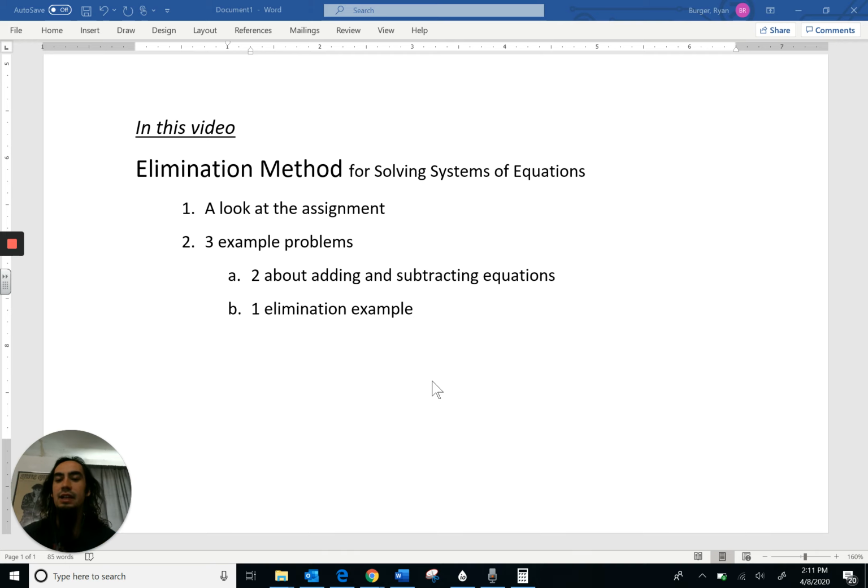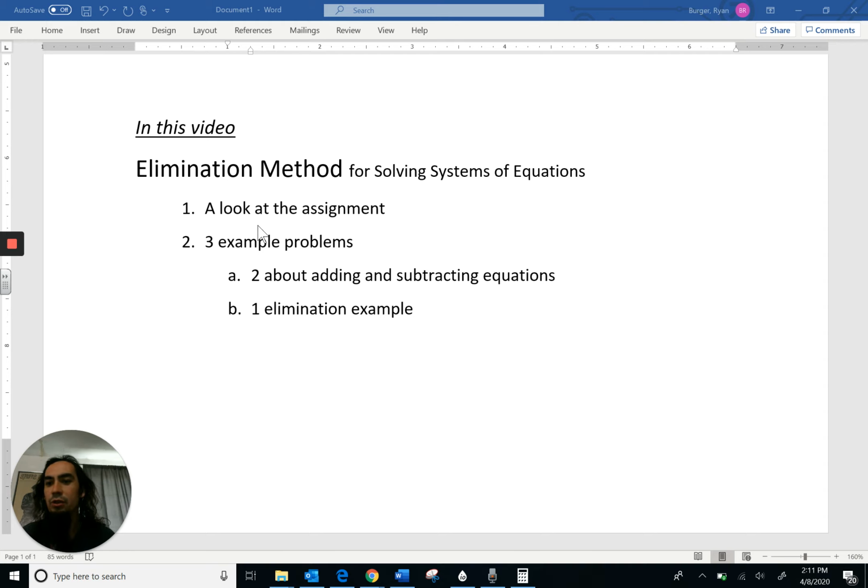And the Khan Academy assignment is just like that as well. As opposed to solving all the way through, the Khan Academy assignment is only asking you to either add equations together or subtract equations from each other. So that's what we're going to be doing here. So in this video, let's take a look at the elimination method for solving systems of equations.